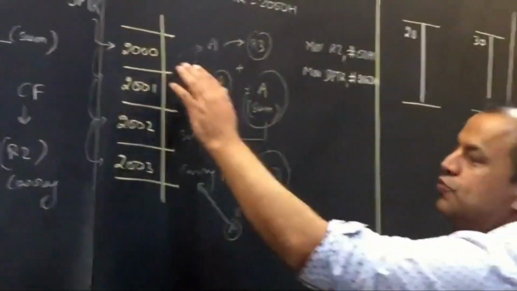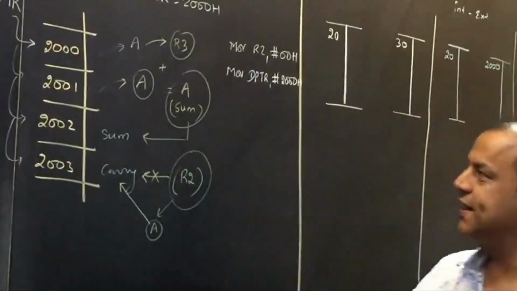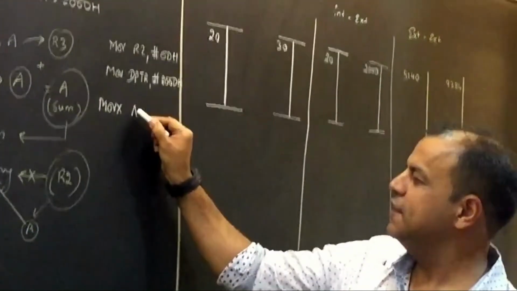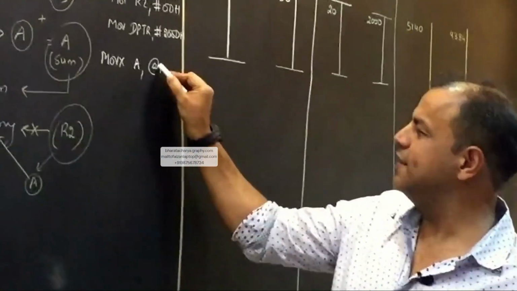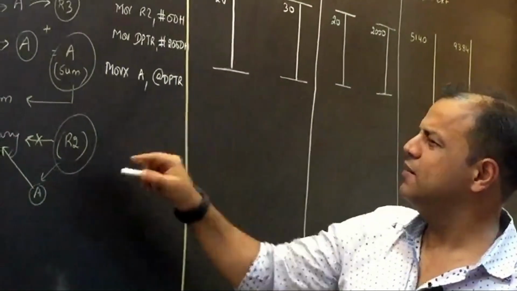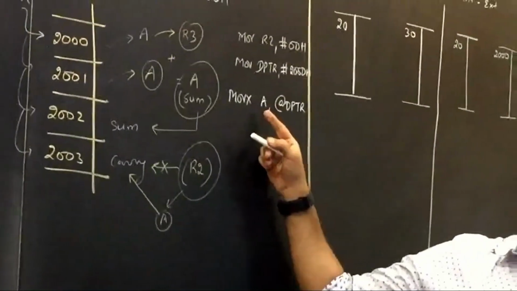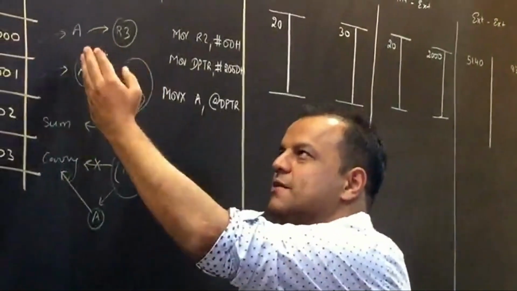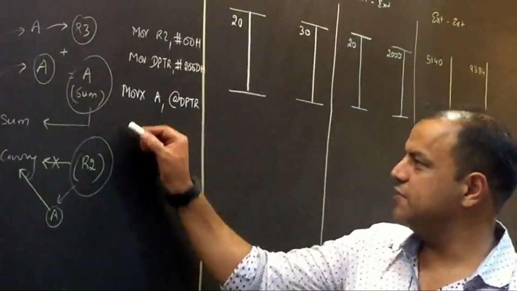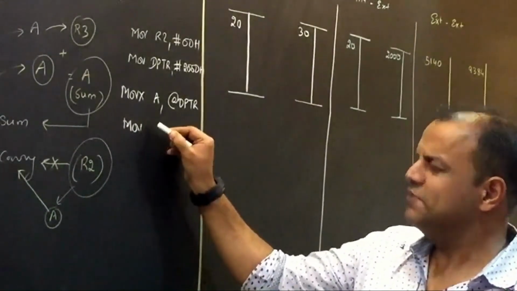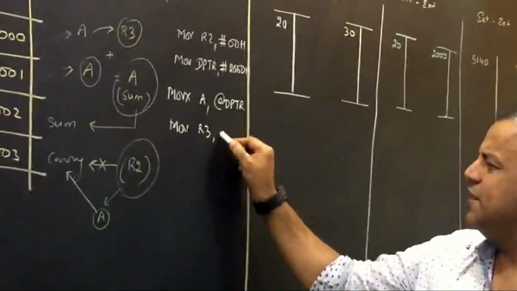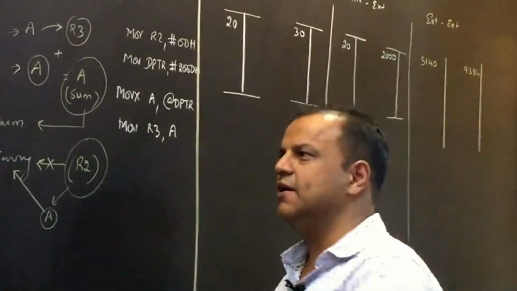Now, using DPTR as a pointer, get the first data in A. Instruction, MOVX A, comma, at the rate, DPTR. So A gets the data from the location pointed by DPTR from external RAM. That means your first data has come in A. Transfer the data to R3. Move, say it by yourself, from A to R3. MOV R3, comma A. The data has come in R3.